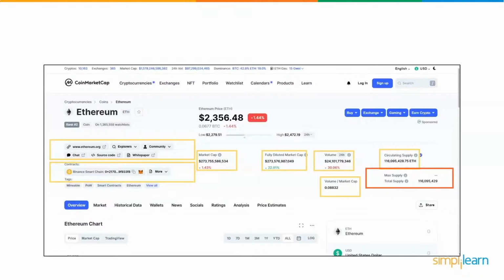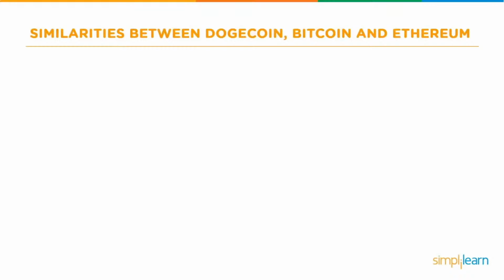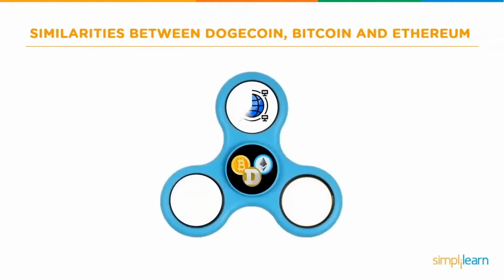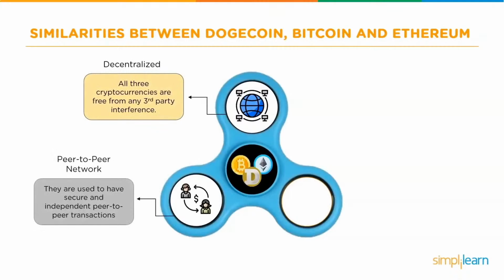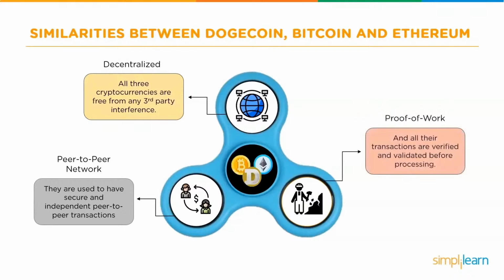But in the end, all these top cryptocurrencies, Dogecoin, Bitcoin, and Ethereum, share a few similarities. Like, they all are decentralized. All three cryptocurrencies are free from any third-party interference or any centralized authority, and can be used to have secure and independent peer-to-peer transactions, maintaining the anonymity of the user. And proof of work, that is, all their transactions are verified and validated before processing. After complete verification, further transaction process takes place. Also, all of them have a large network of independent nodes.